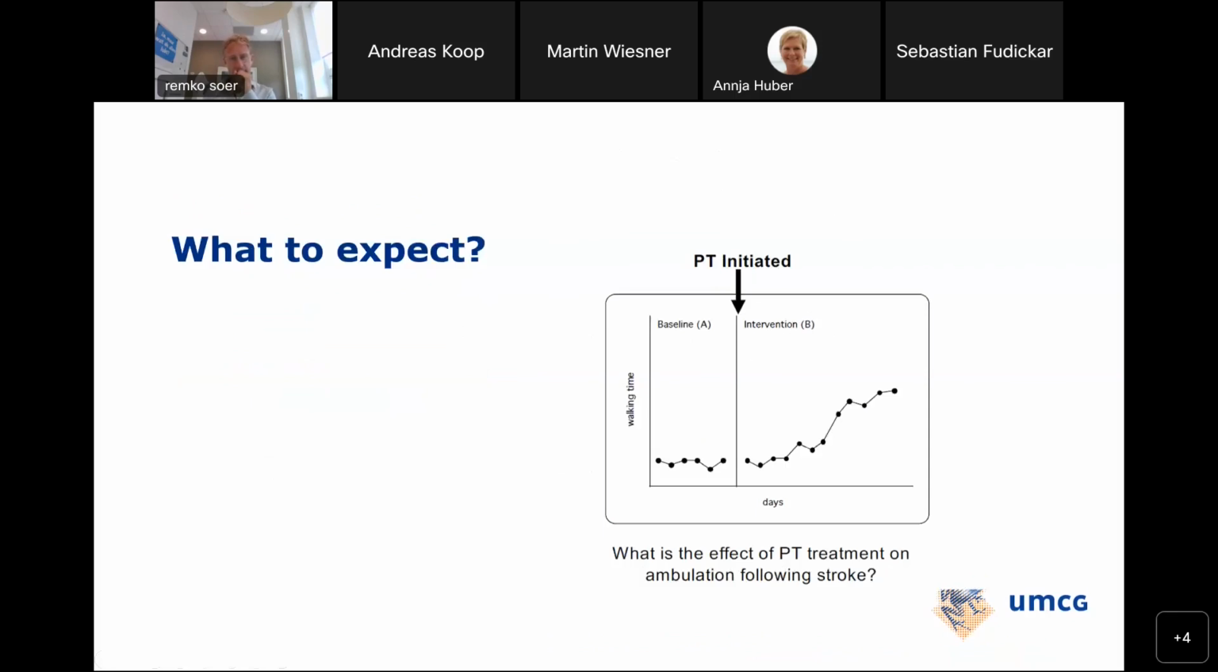So the question is, what are you going to expect? Would this be an effect of the physiotherapy treatment? So if you look at the walking time, someone had a stroke, so they have been disabled. People start to do a baseline measurement on the walking time. And then the physiotherapy starts. So you have a quite stable baseline, and then this happens. So how would we interpret this? Anyone has an idea?